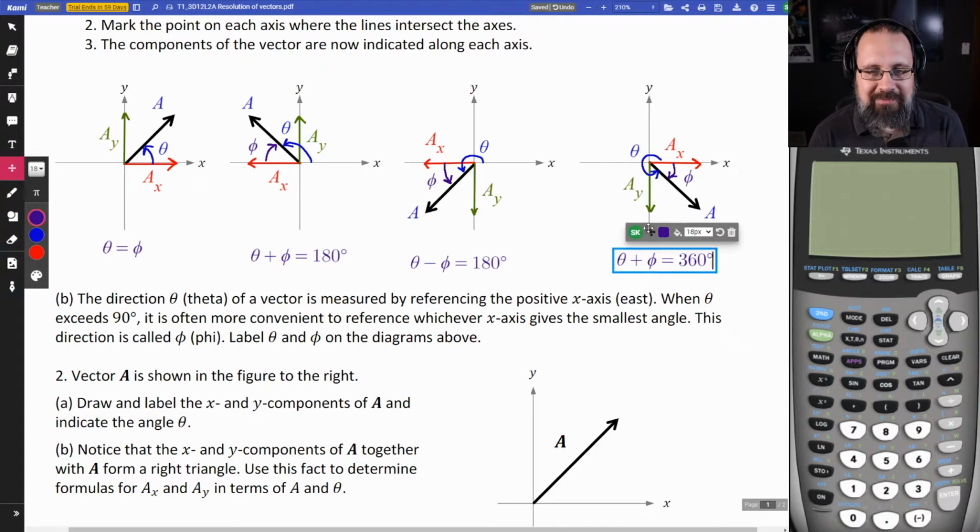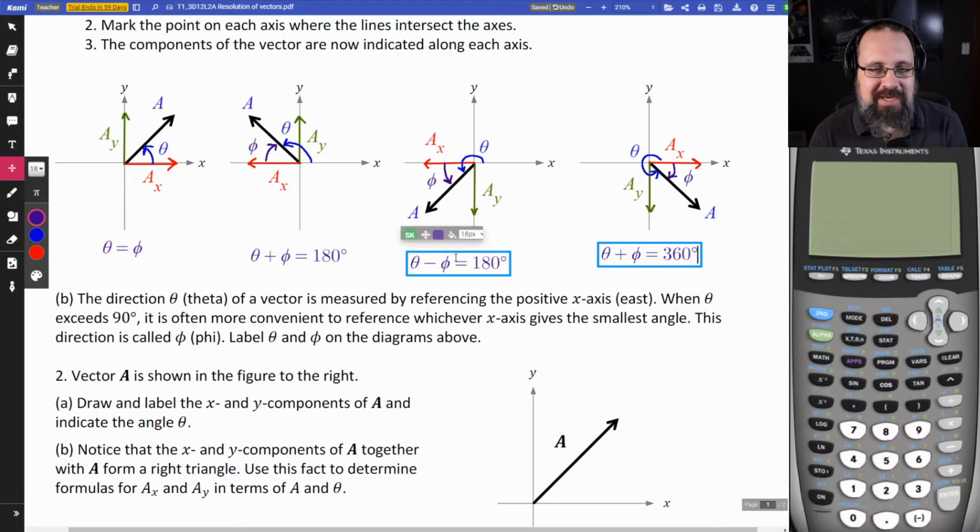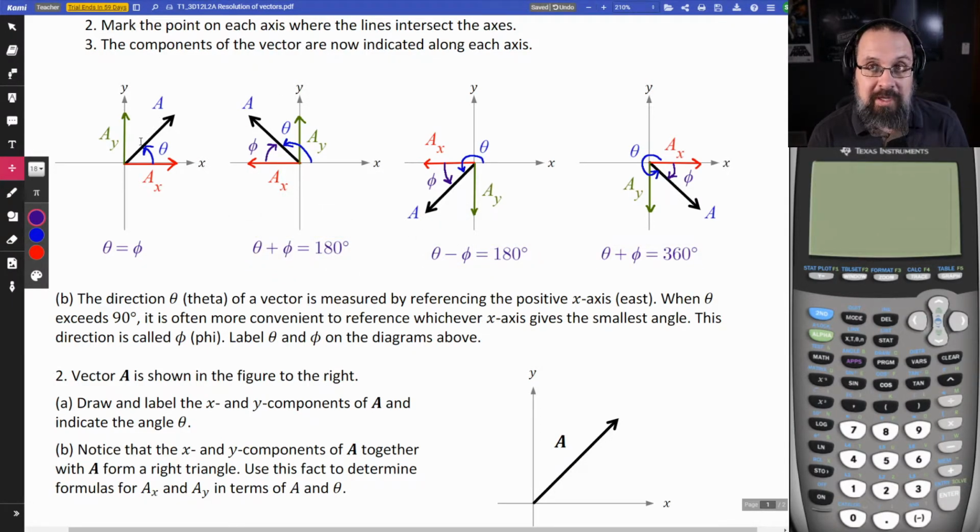And there's really no use to these equations, but I want you guys to start getting used to seeing how theta and phi are related in the different quadrants. So if you're in quadrant 1, then theta and phi are the same thing. If you're in quadrant 2, then theta and phi will add up to 180. If your vector is in the third quadrant, then you'll subtract phi from theta to get back to 180. And if your vector is in the fourth quadrant, theta and phi will add up to be 360.